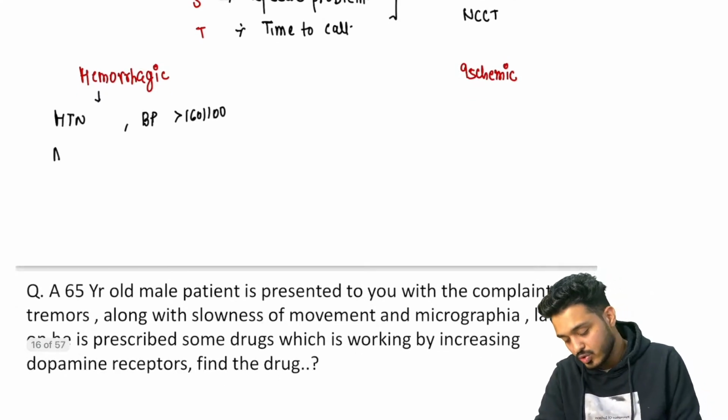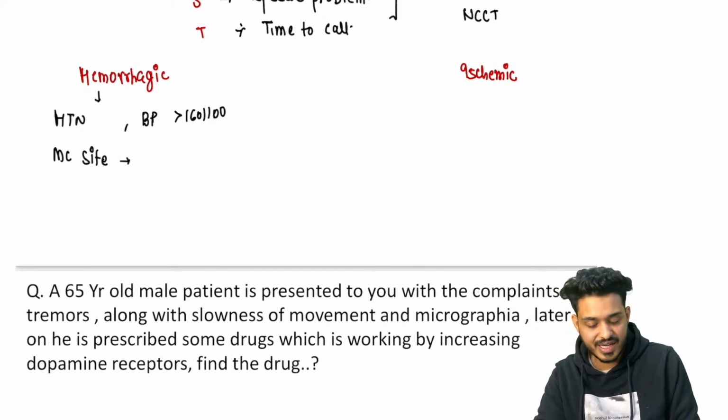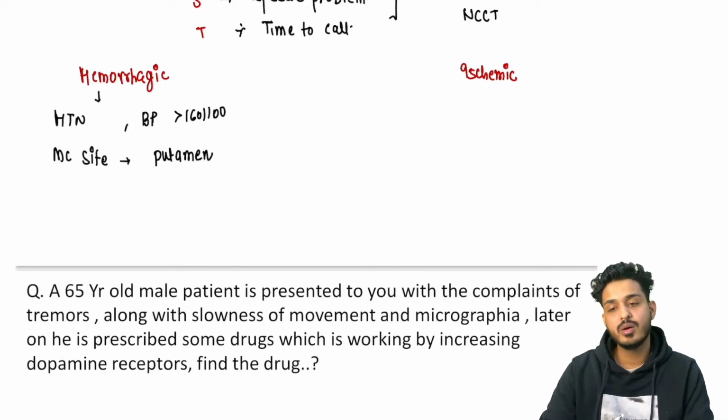Okay, and the most common site you already know, for the hemorrhagic stroke the most common site will be putamen. हाइपरटेंसिव स्ट्रोक के लिए मोस्ट कॉमन साइट क्या है, putamen, right?